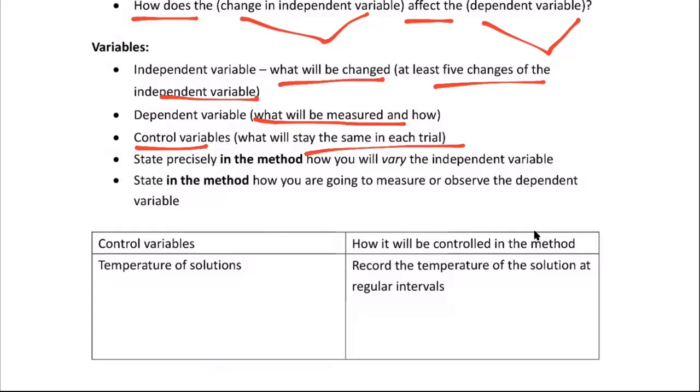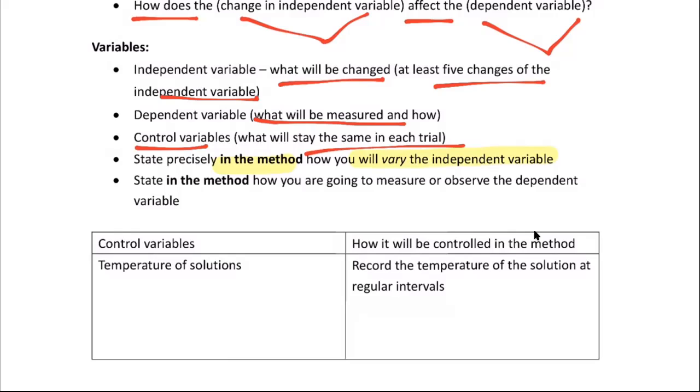You want to state, as it says here, state precisely in the method how you're going to vary the independent variable. So in my example, if I'm saying how does temperature affect the rate of reaction of something, then I want to state, I'm going to measure at 10 degrees Celsius, 20, 30, 40, and 50 degrees Celsius. So some of them I'm going to have to heat up. Some of them I'm going to have to cool down. Okay. Or if you picked concentrations, you need to state what are the 5 different concentrations you're going to test. Whatever you pick, you need to state clearly how you are going to vary it. What are those 5 different variances you're going to have of it.